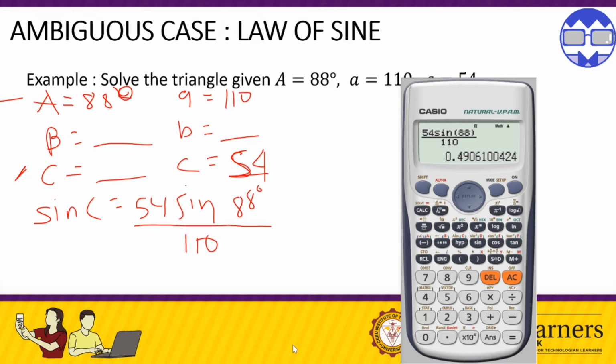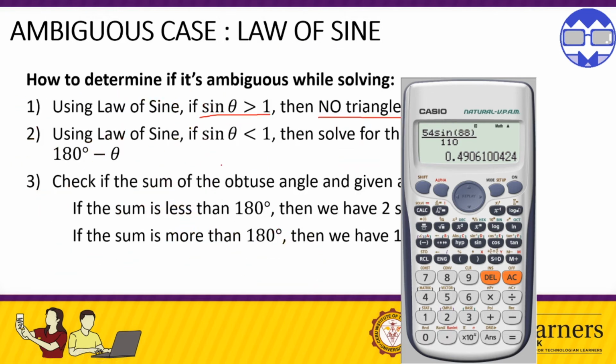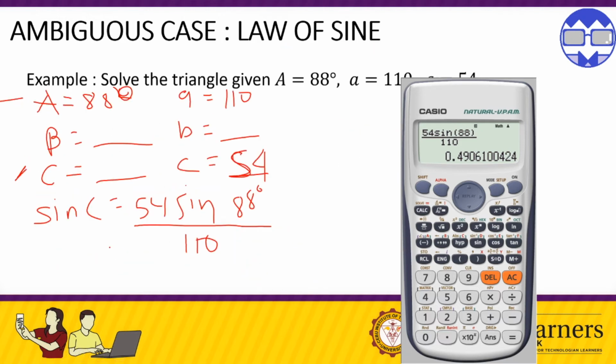So it is already safe to assume that there is a solution. Based on our previous discussion, as long as sine theta is less than 1, it is safe to assume that there is a solution. But the question is, does it have one solution or two solutions? How do we go about it? Let's solve for C. C is actually arcsine of this.